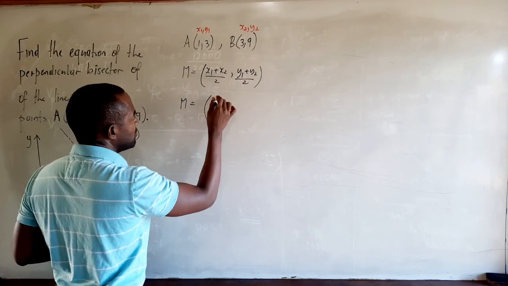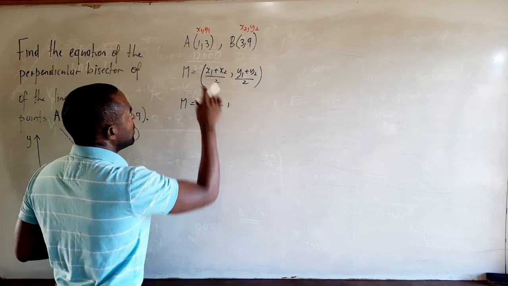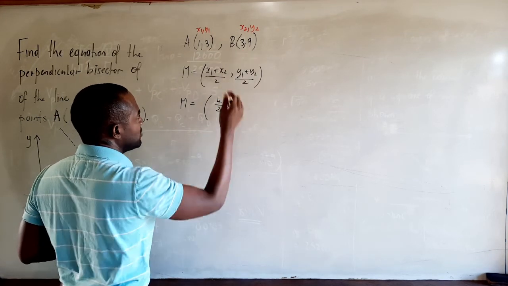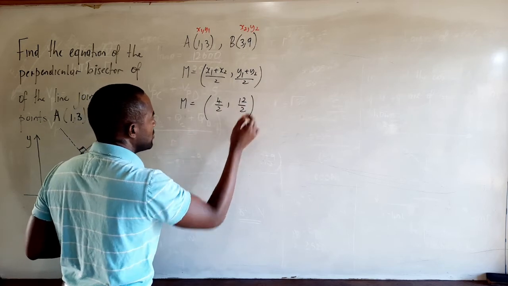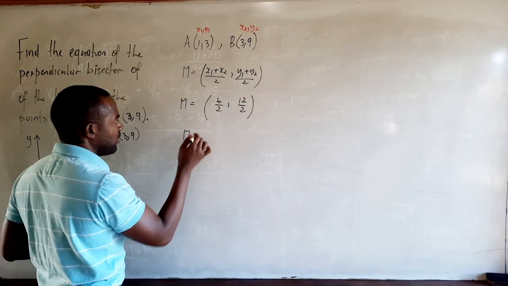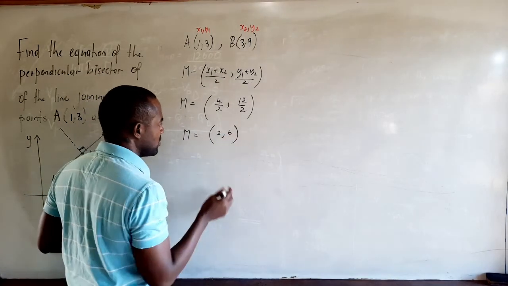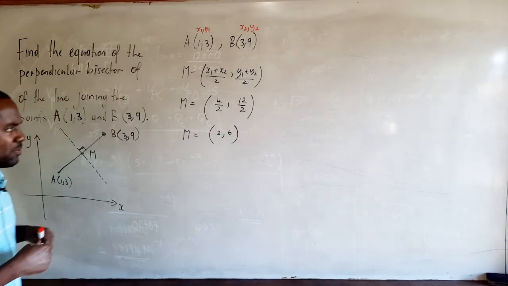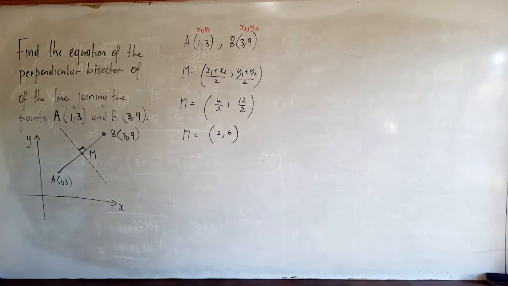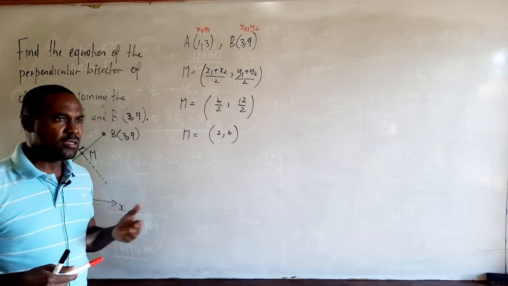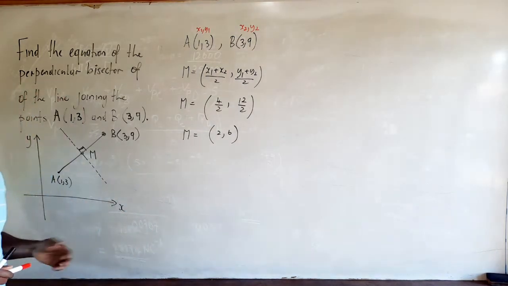This is 1 plus 3, which is 4 over 2. And then we have 3 plus 9, which is 12 over 2. And therefore, M, the midpoint of AB, has coordinates (2, 6). So M, the midpoint of AB, is the point (2, 6). Now, having found the midpoint M, we then need to find the gradient of the line AB.